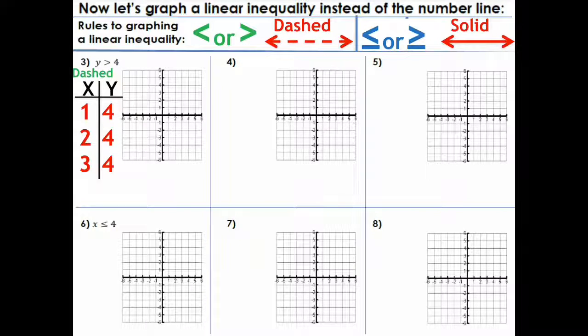So let's go ahead and graph these points. We have the point 1, 4, 2, 4, and 3, 4. Now the reason I told you to write dashed is so that you remember to put a dashed line in here. Because if you made a solid line, then it would be the wrong answer.